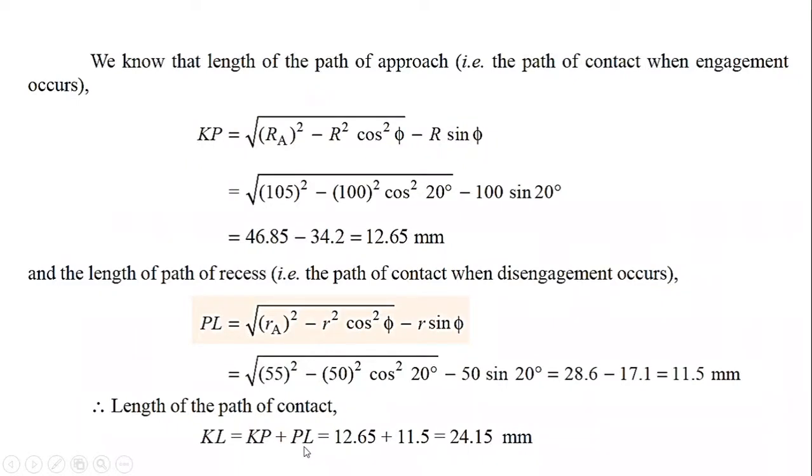For this we have to find KP plus PL. Here, what is KP? KP equals square root of capital RA square minus R square cos square phi, minus R sin phi. What is PL? PL is square root of small ra square minus r square cos square phi, minus r sin phi. For KP and PL, we have to find capital RA, capital R, small ra and small r. I am coming from the reverse format.